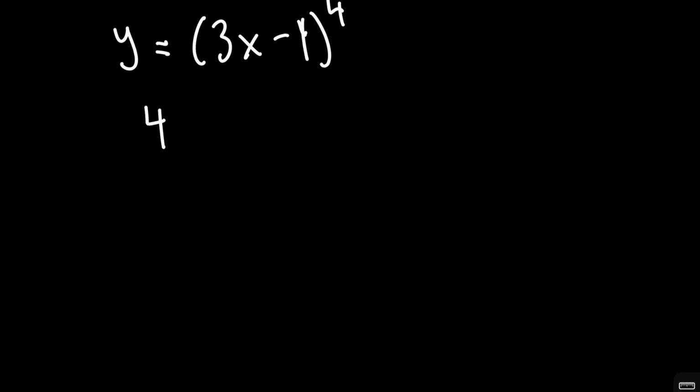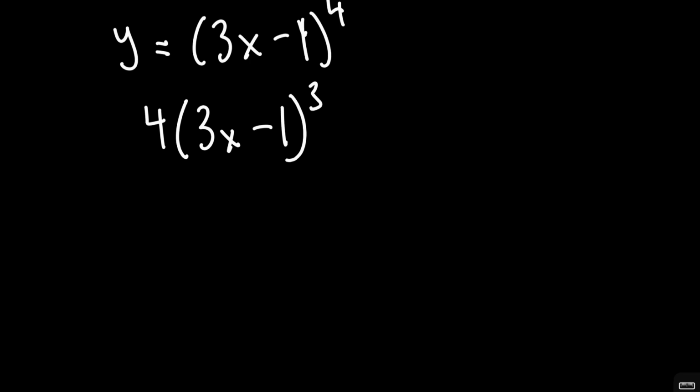Let's try y equals 3x minus 1 to the 4th power. So again, let's identify the outside function, which is our parentheses to the 4th power. And then our inside function, which is 3x minus 1. Now, you take the derivative of the outside function, which is going to be 4 times 3x minus 1. You bring down the 4, and then you subtract 4 minus 1, which is 3.